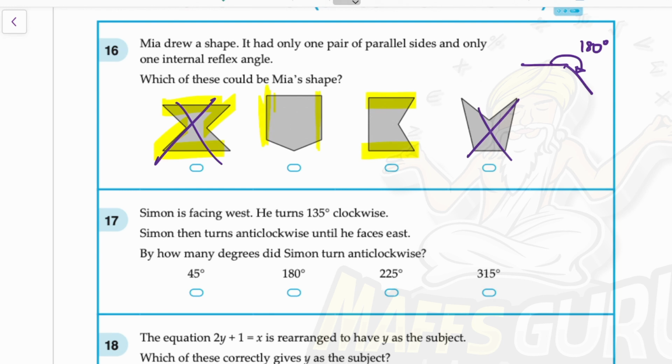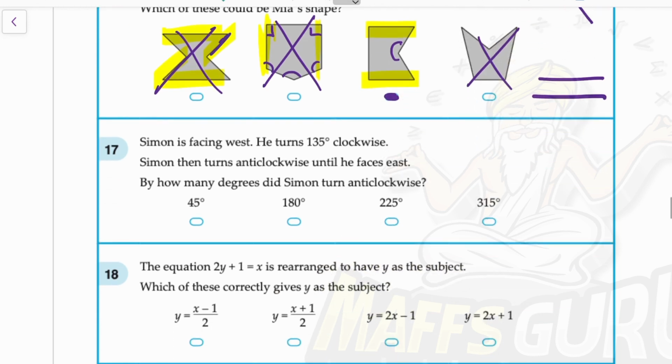So it's between these two, and it's got a reflex angle. This angle here is less than 180 degrees, and all of these angles in fact are less than 180 degrees, so it can't be that shape there. This one has one internal reflex angle, one angle more than 180 degrees, so it's got to be this one here. Remember, parallel lines will never ever meet, and the trick here was that this line and this line are parallel because they're never going to meet.